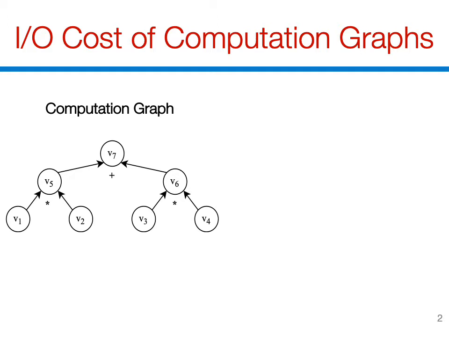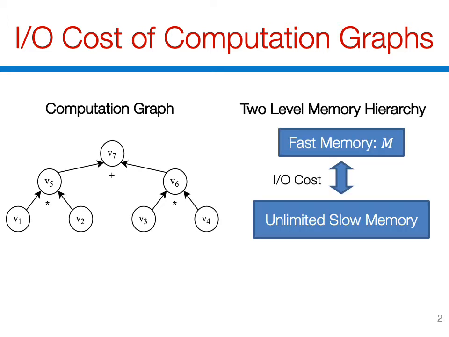We can describe any arbitrary computation via a computation graph. For example, here's a computation graph of a dot product. In a computation graph, each vertex represents a single operation. The parents of the vertex indicate operands for that operation. We assume a two-level memory architecture with a fixed amount of fast memory, M, and infinite slow memory. I/O is incurred when transferring data between fast and slow memory.